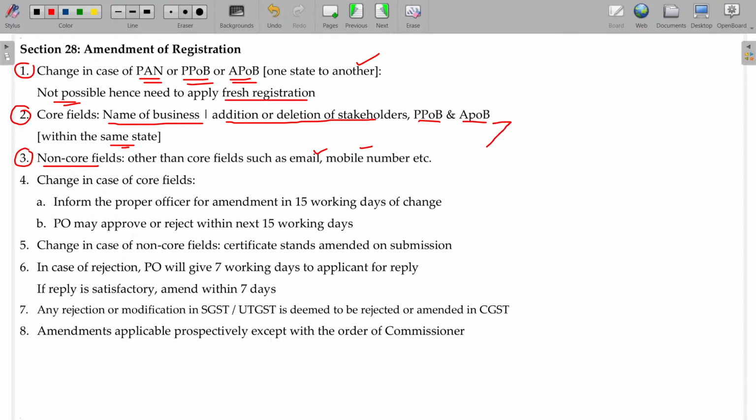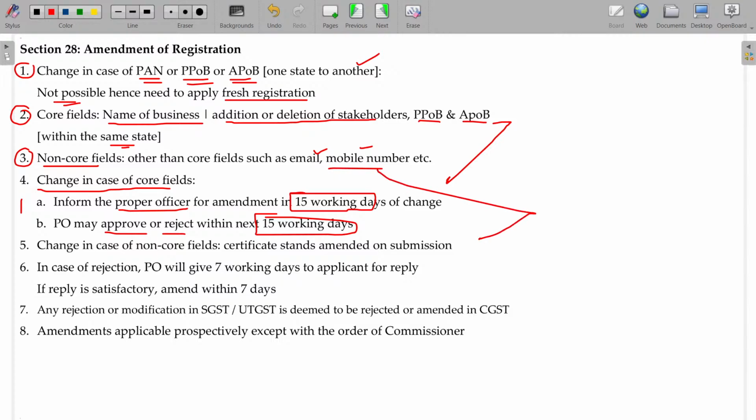In case of core fields, if you want to change them, what happens? Inform the proper officer for amendment within 15 working days from the date of the change you have initiated. Right. And the PO may approve or reject within 15 days. Clear? But in case of non-core fields, you just change them yourself automatically. It is authorized based on OTP. Change in case of non-core fields, the certificate stands amended on submission.